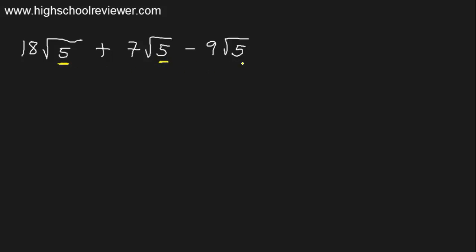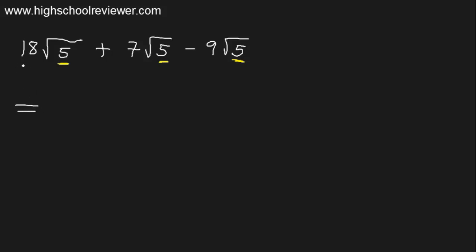Okay, our next problem, we will have 18 square root of 5 plus 7 square root of 5 minus 9 square root of 5. In this problem, we can see that we have the same radicands, or the numbers or expressions inside the radical symbol. So our radicand here is positive 5. So since they are the same in the three expressions, we can add directly the numbers outside the radical symbol.